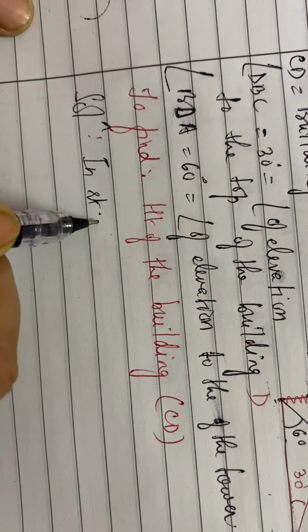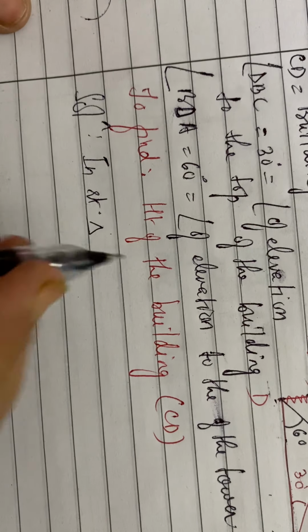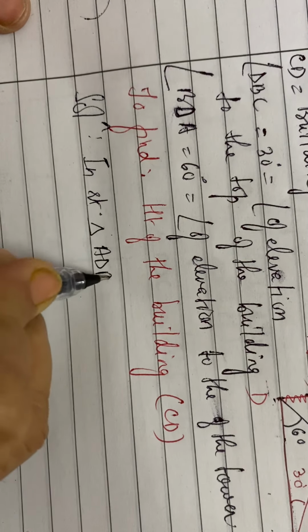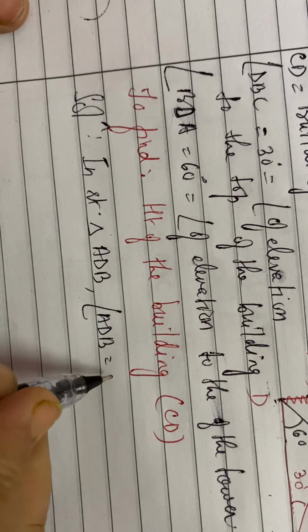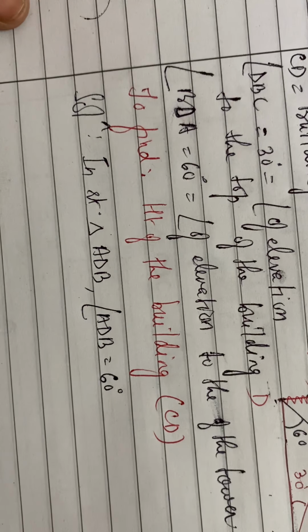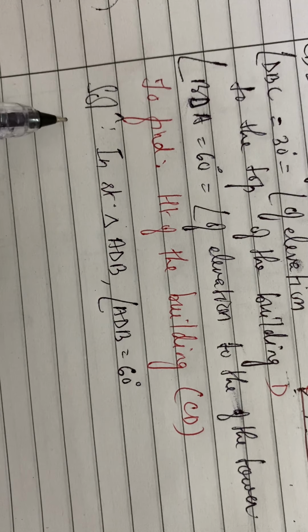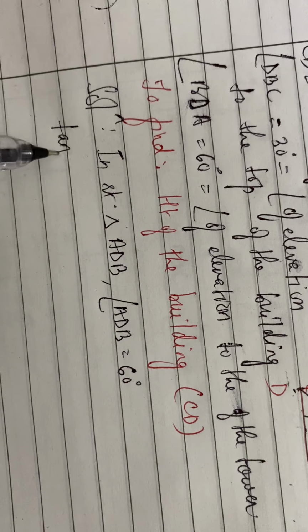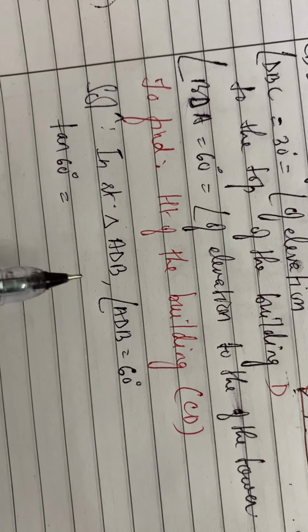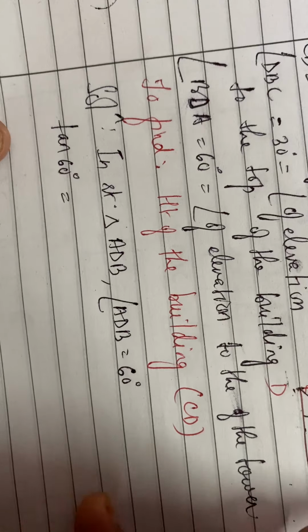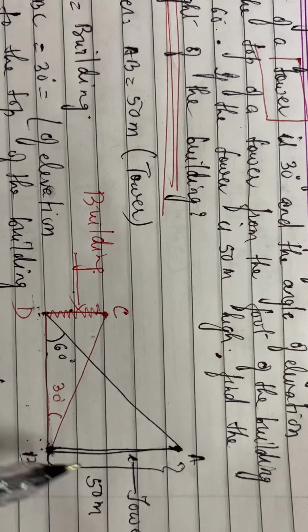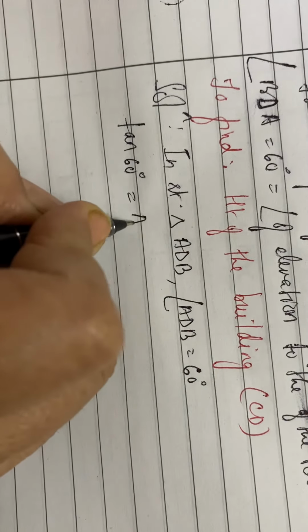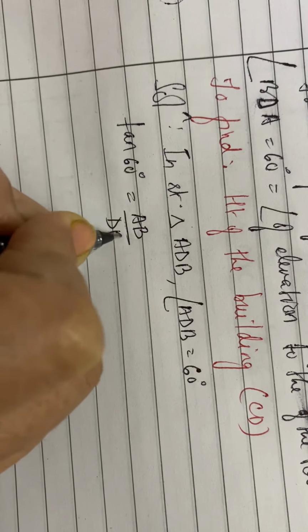in the right triangle, I am taking the bigger triangle first. In right triangle ADB, angle ADB is equal to 60 degrees. So tan 60 will be opposite, that is AB, upon adjacent, DB. So tan 60 is AB upon DB.